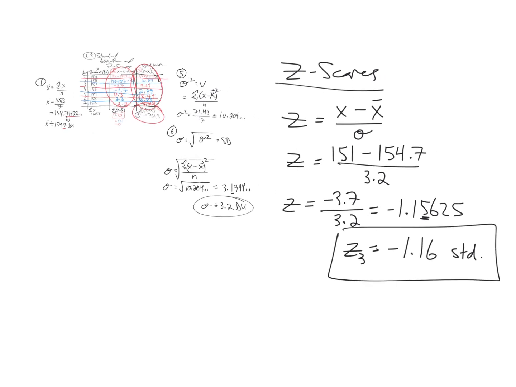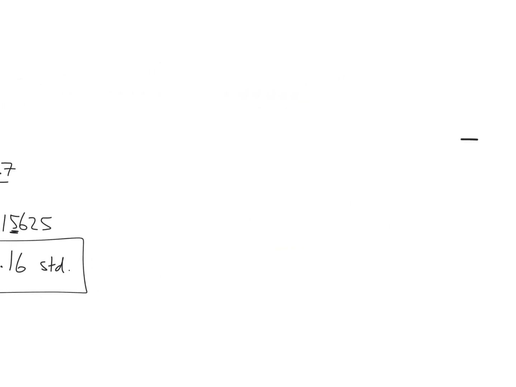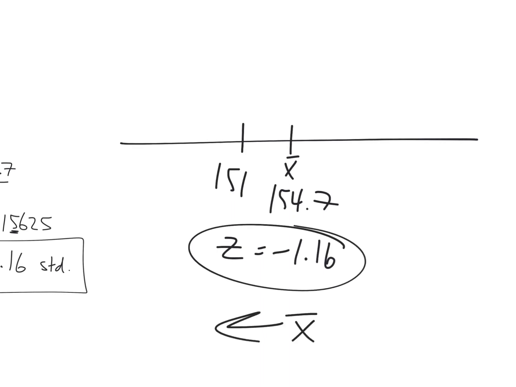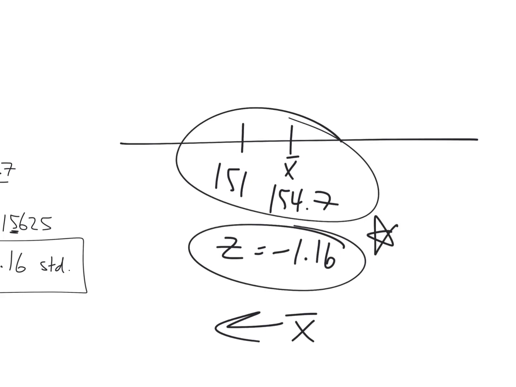This tells us that the piece of data, so if we took a number line and we put the mean on it, and we put the value of 154.7, and then 151 is somewhere on the left. And in terms of standard deviations, it's negative 1.16 standard deviations from the mean, which means it's on the left of the mean. And visually, you could see 151 is on the left from the mean. Why is this helpful? Because it becomes a standard comparison between different data sets.